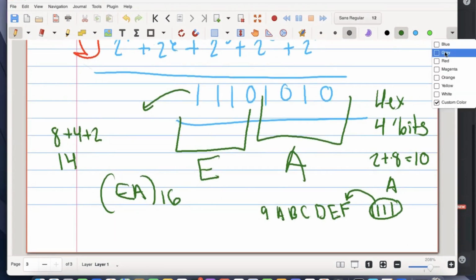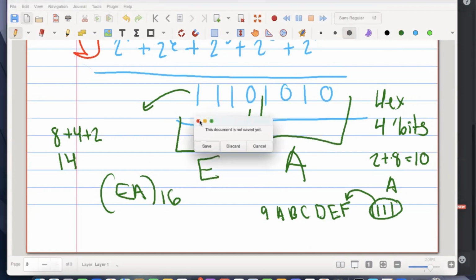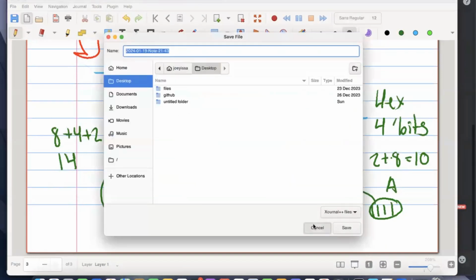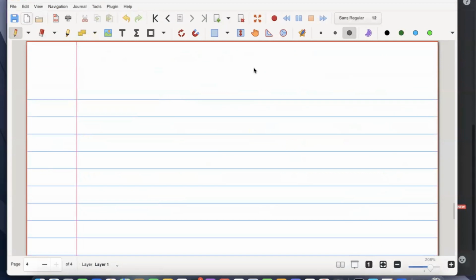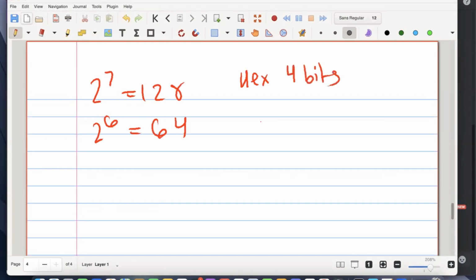I'll just reiterate some key things to know. New page. Don't discard. Just give me a new page. Cancel. Okay. Key things. 2 to the 7, 128. 2 to the 6, 64. Hex is 4 bits. And it's from 0 to 9, A, B, C, D, E, F, where F is 1111, which is equal to 15.